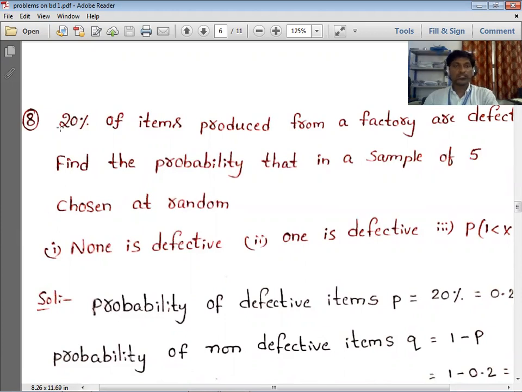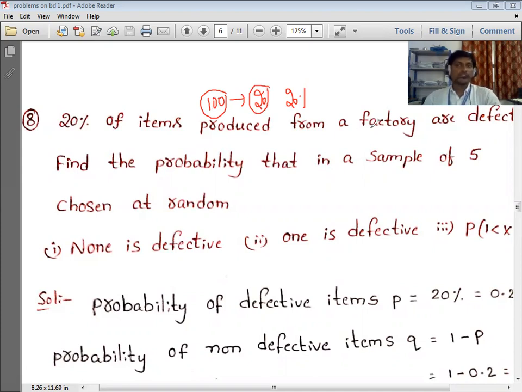So here what they mentioned, 20% of items produced from a factory. It means one factory is there, and that factory is producing some items, whatever the item it is. Here it is total how many items they are producing, 100 items. In that how many defective ones, 20 defective ones. So they mentioned it in a percentage, 20 percent. So out of 100 items, 20 are defective. It means if you are manufacturing 100 items for a particular company, 20 are defective ones. That is the first line.